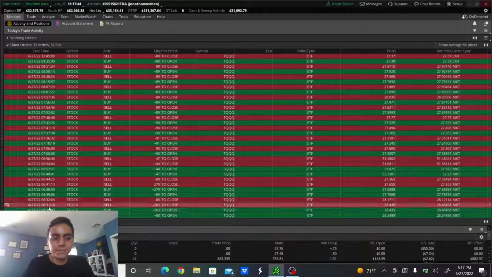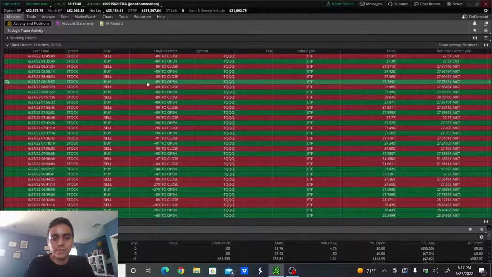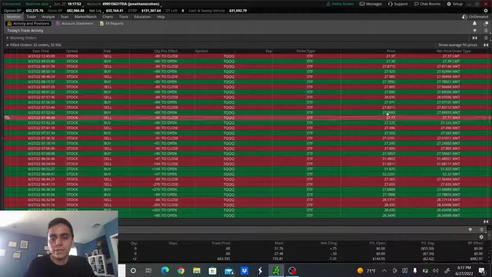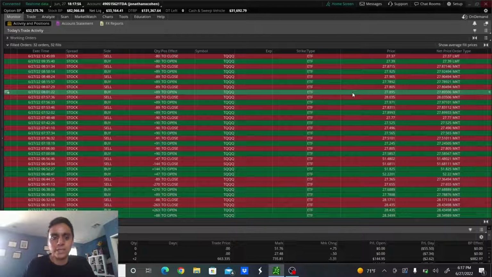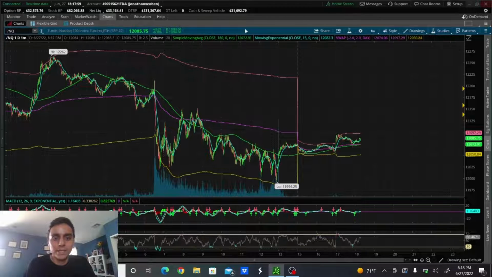You can see the timestamps here on the left of where I bought in and out, the quantity I was trading with over here, the ticker symbol I was trading at the time in the middle, and the price points on the right. That is there for your reference, but I'm going to get right into the recap. I want to let you know why I think I struggled today and what I could have done better.